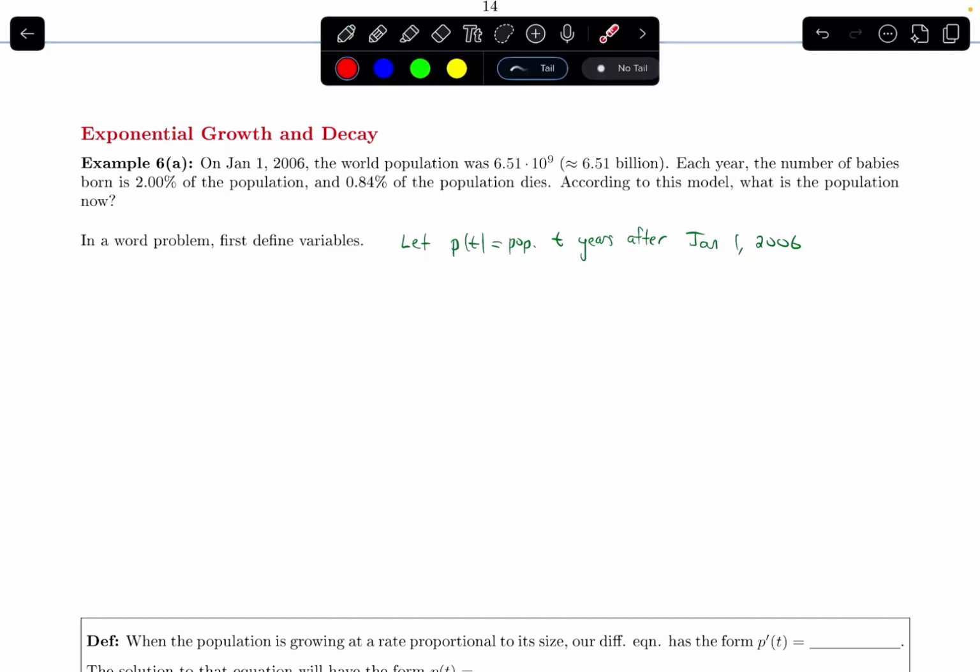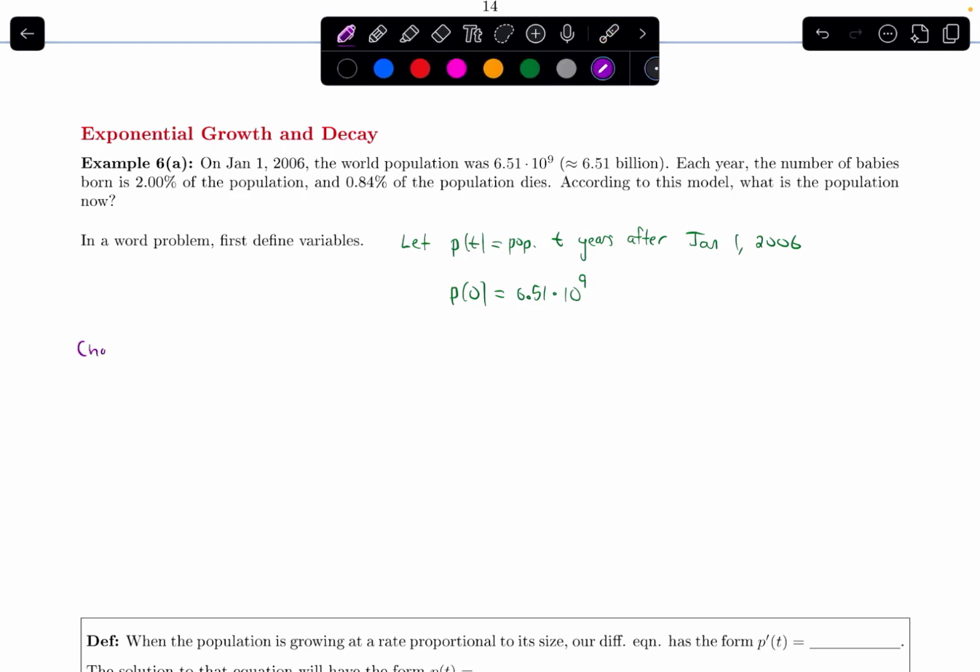And we're also told a specific piece of info about what the population is at that moment in time. So that would be the population at the 0 year mark. So that would be P of 0, and that is 6.51 times 10 to the 9. All right, so we are given this. We're also told something about how many babies are born each year and then how many people die. So that's telling me how much the population is changing.